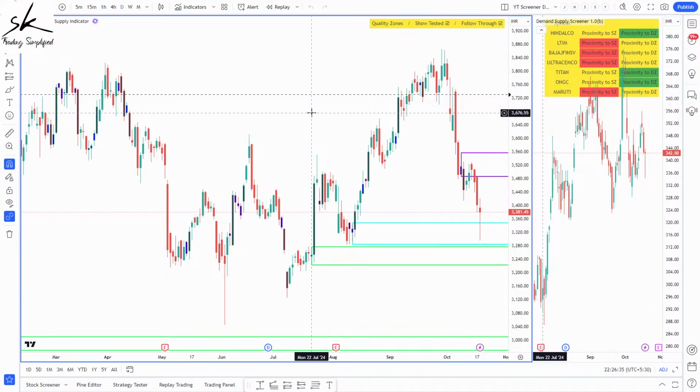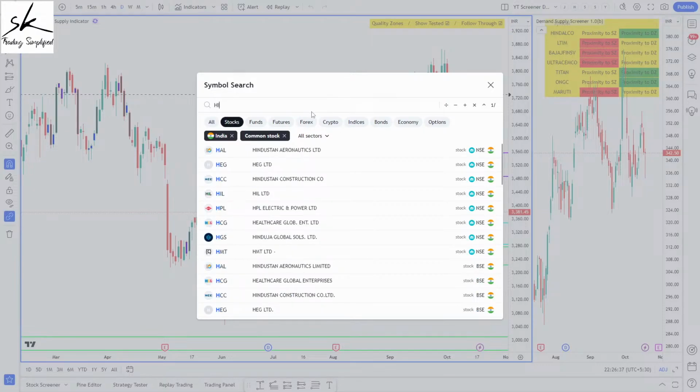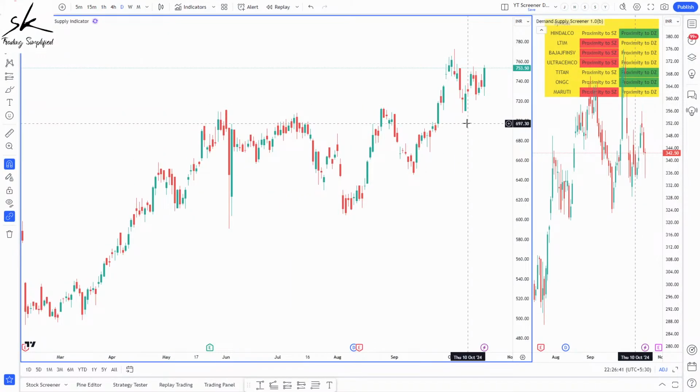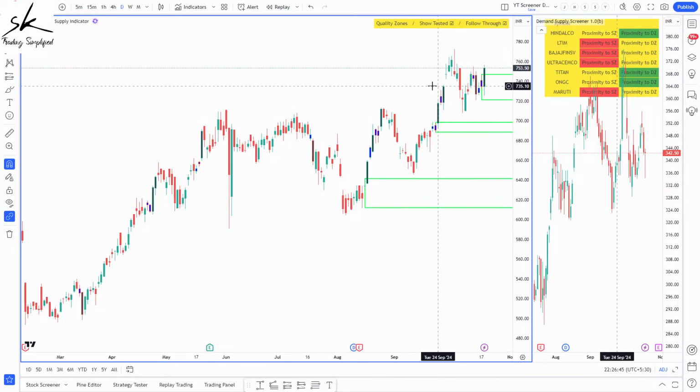Just as an example, if I go to the first one, which is Hindalco, you will see that it will have a formation of a demand area on the current candle, or it will be closer to a demand zone, which is why it is getting shortlisted. So you can see on the last candle, we had a formation of a drop based rally.